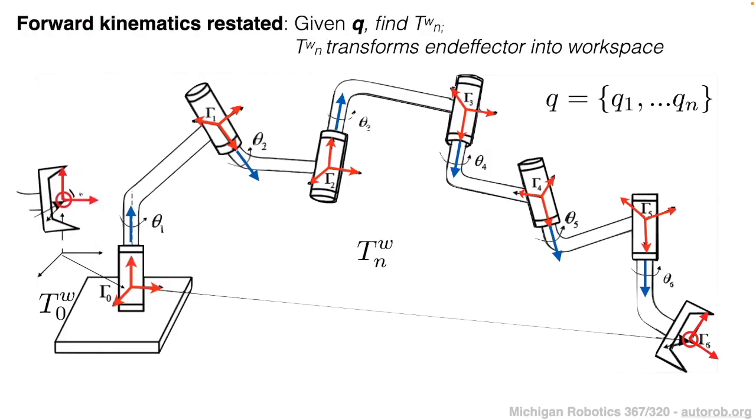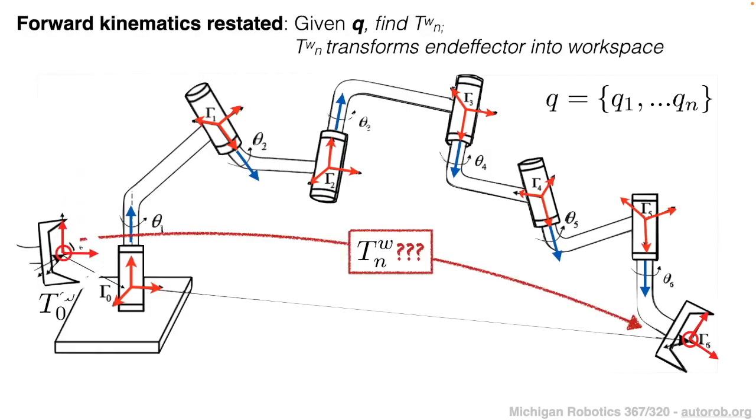And so what we're trying to do in forward kinematics is find a transformation for the end effector with respect to the world frame given the configuration of the robot. And so this transformation is unknown, and this is what we're trying to compute.